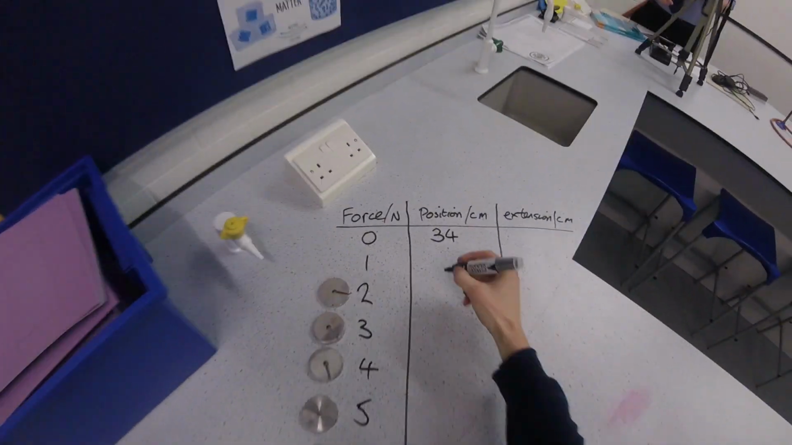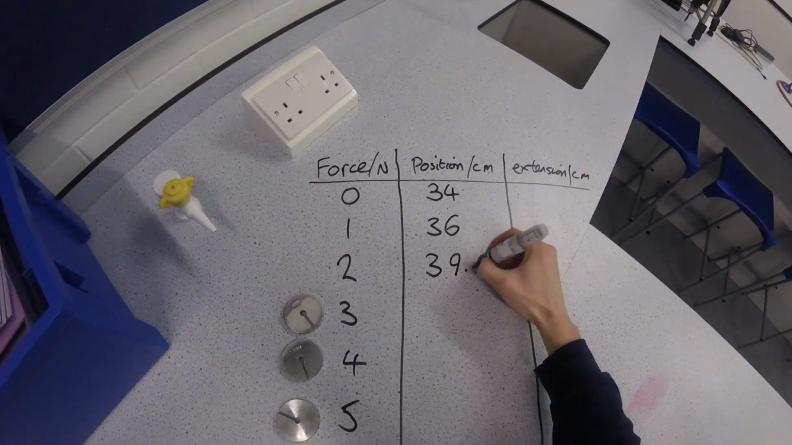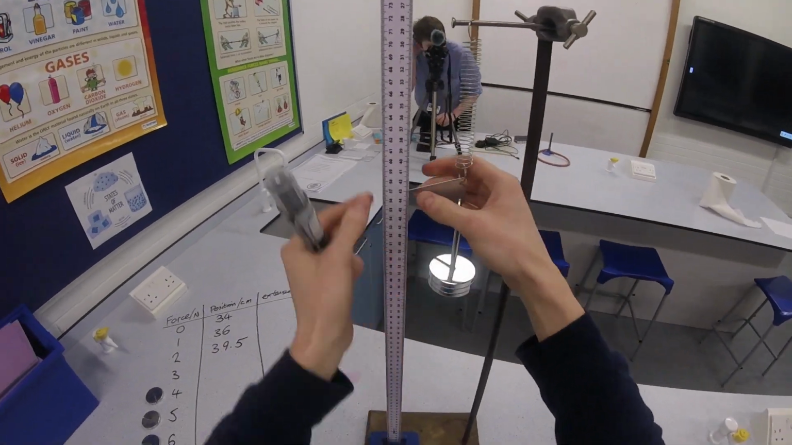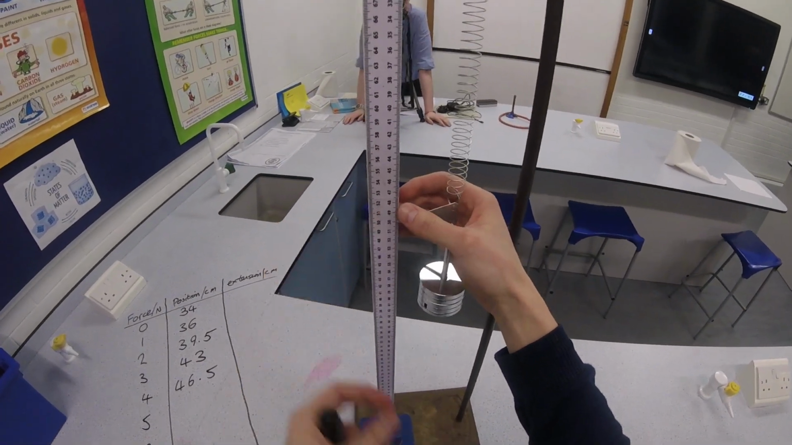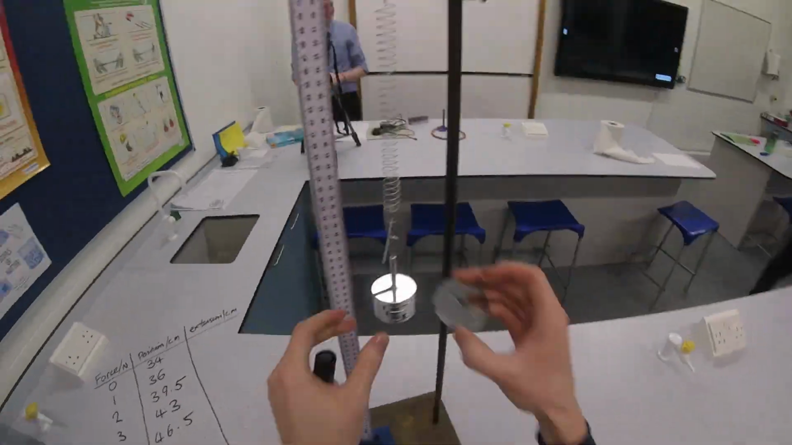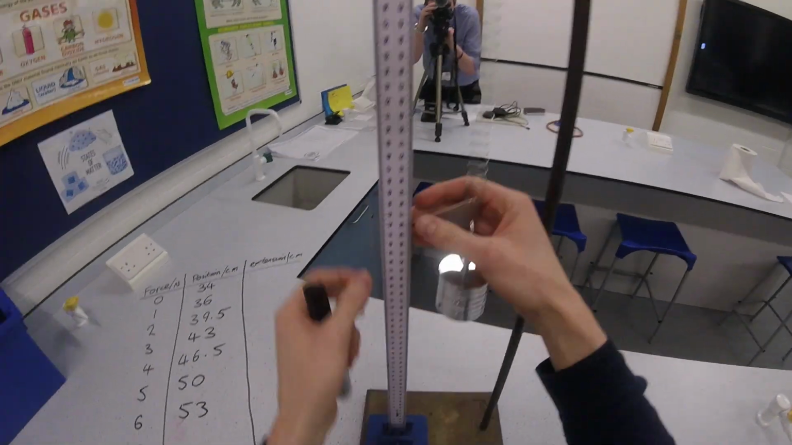Now you'll see as I add successive slotted masses, the spring should get longer. As you'd expect, right? More force, the spring will get longer, and that's what we're investigating today. We're just watching as it gets longer and longer, and as I take successive position readings on the ruler. Eventually, I'm going to get to calculate the extension.